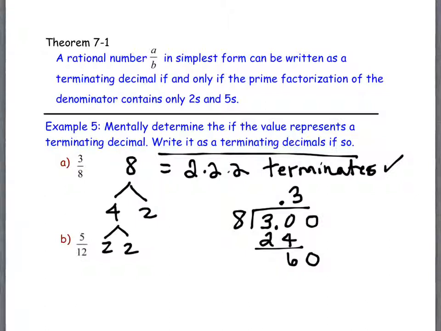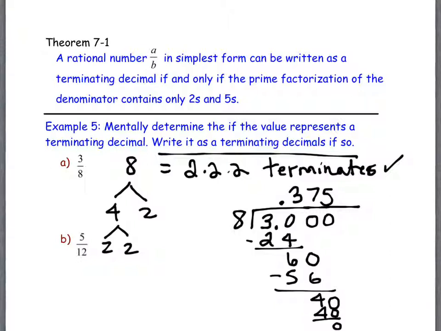We need to add a 0. So now we're going to do 8 goes into 60 7 times. 7 times 8 is 56. And we subtract and we get 4. And we bring down one more 0. 8 goes into 40 5 times. 5 times 8 is 40. And we're done when we have a remainder of 0.